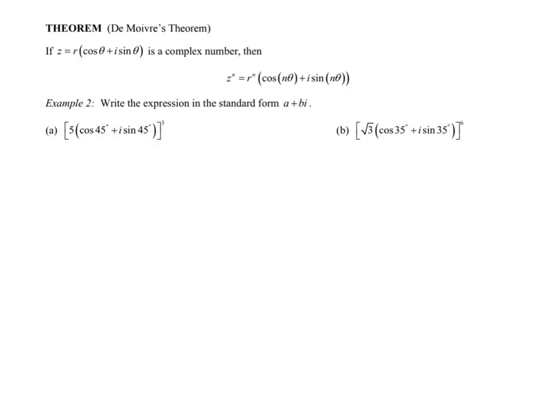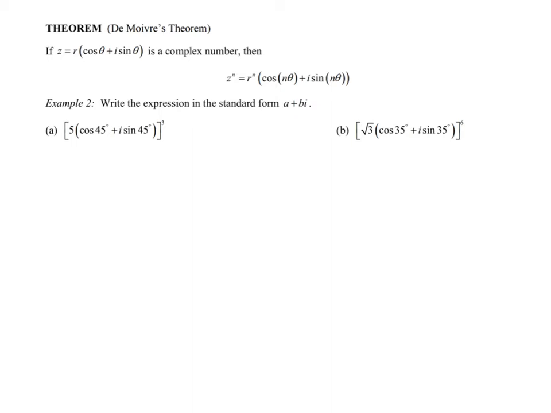Okay, the next type of example we're going to look at is using what's called de Moivre's theorem to raise complex numbers to a power. So if you look at this, we have z to the n power. That's going to equal r to the n power multiplied by cosine of n theta. So whatever that power n is, we're going to multiply our angle by that number for the cosine and the sine part of the complex number.